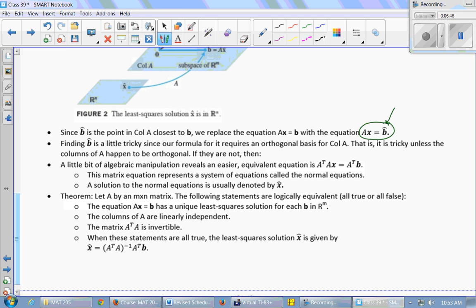The equation Ax equals B has a unique least squares solution for each B in R^m, meaning there's a unique x hat. The columns of A are linearly independent. The matrix A transpose A is invertible. When those statements are all true, the least squares solution x hat is given by (A transpose A) inverse times A transpose B. I typically don't solve things that way, but you can if you want.